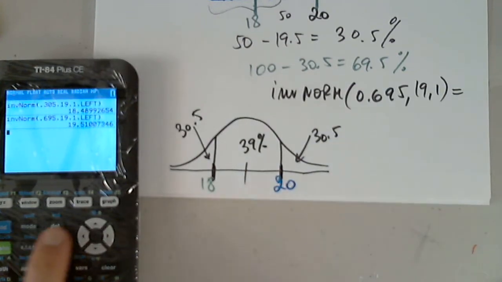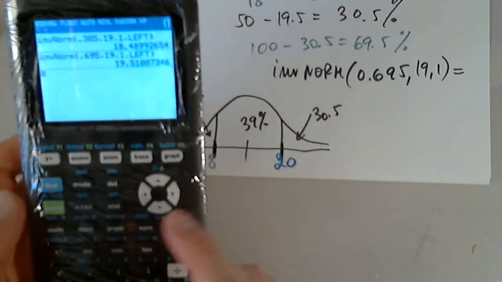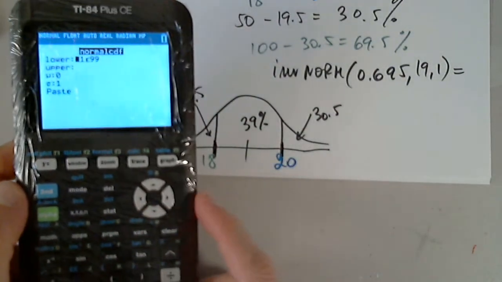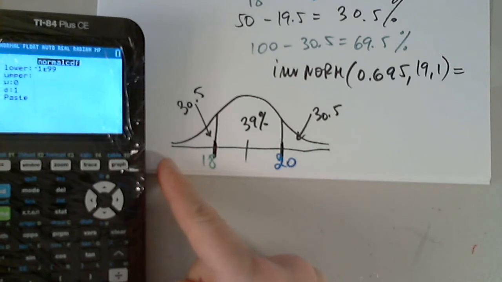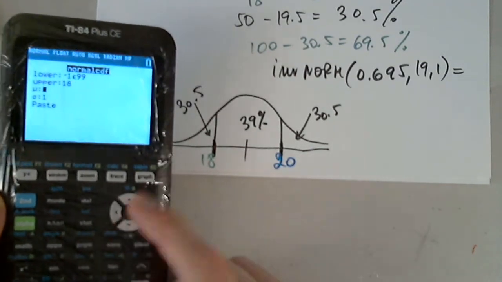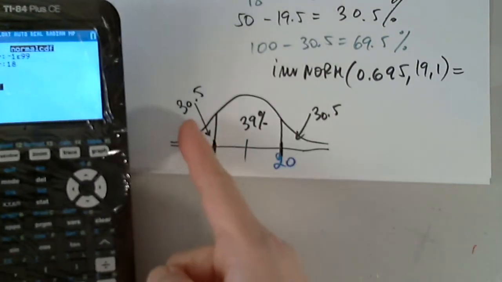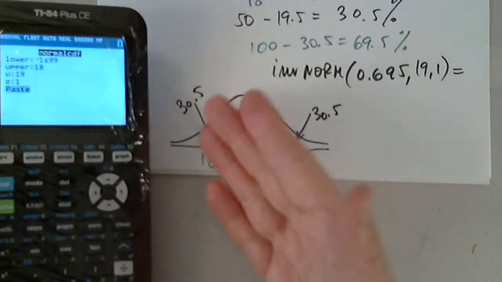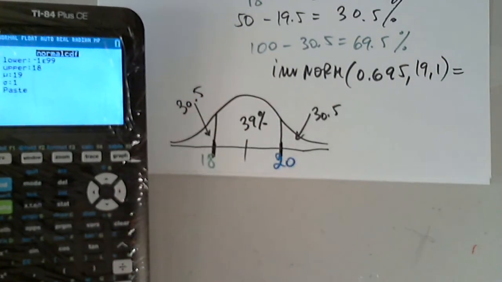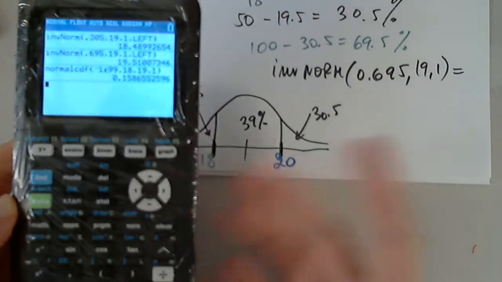Again, the same thing. And the question is why, when I determine from negative infinity, upper is 18, mean 19, standard deviation 1, I should get 30.5 or 0.305. If I don't get 0.305, something is wrong. And I get 0.15.